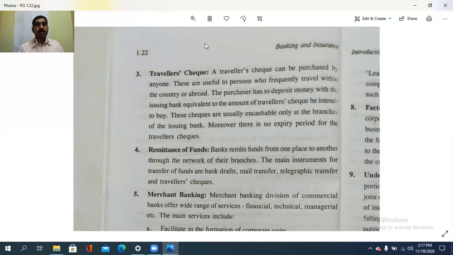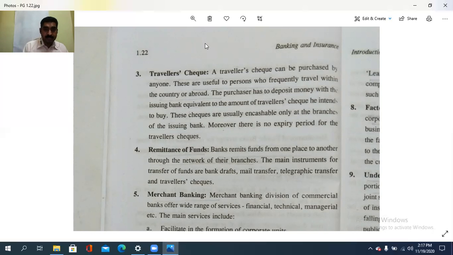Moreover, there is no expiry period for the traveler's check also, because frequently traveling persons, the big businessmen, need to travel within the country or abroad several times. At the same time, they need to use this one. That is the purpose for which this traveler's check is to be utilized.